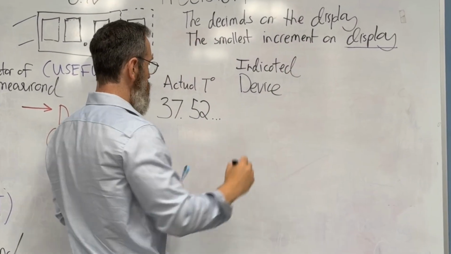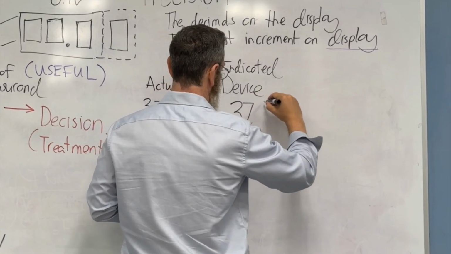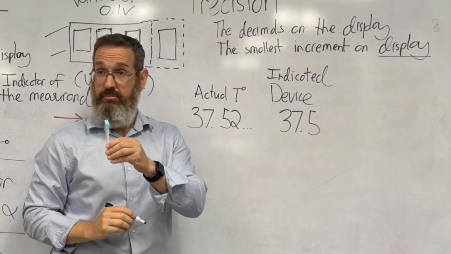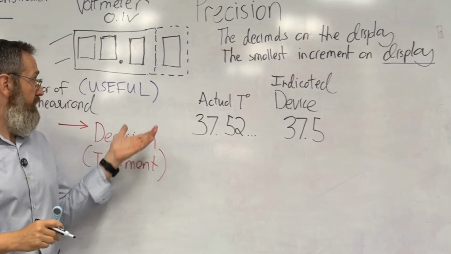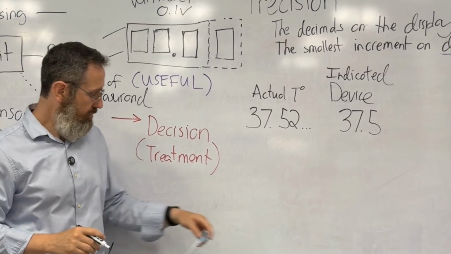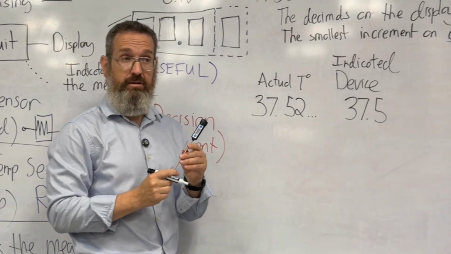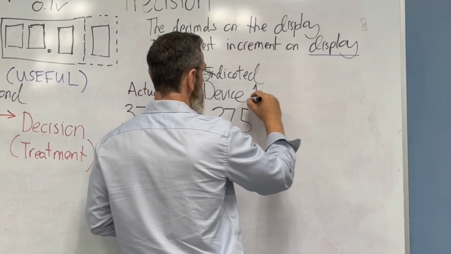And this device shows me 37.5, because that's all it can. But as we've discussed, that is not necessarily a problem. It might still be useful. But I got this device, a little fancier. So this is device 1.